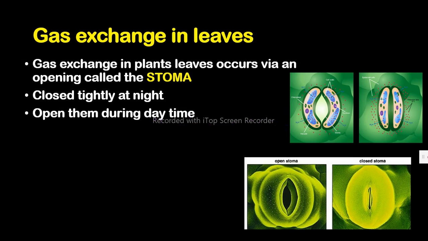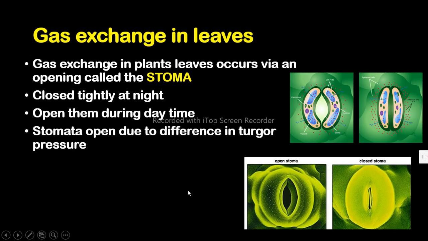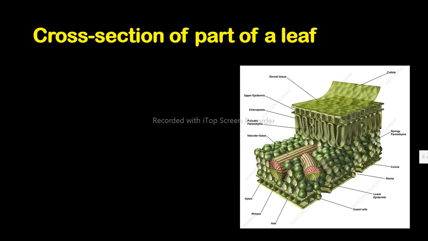So stomata open due to differences in turgor pressure, and we are going to see the stomata opening and closure. We shall just briefly talk about it, just to remind us. And this is also a reminder. Like we've said, gas exchange in leaves mainly occurs through stomata, and leaves are the organs in plants that carry out photosynthesis.